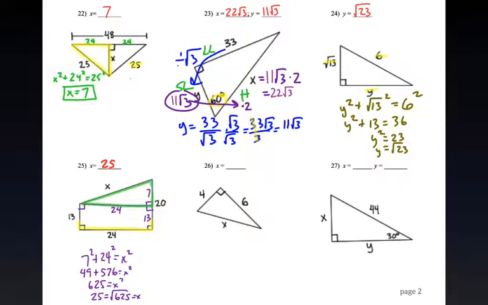26 is the Pythagorean theorem. No angle measure is given. Two sides are given. 4 squared plus 6 squared is x squared. 2 square root 15 is what we get.